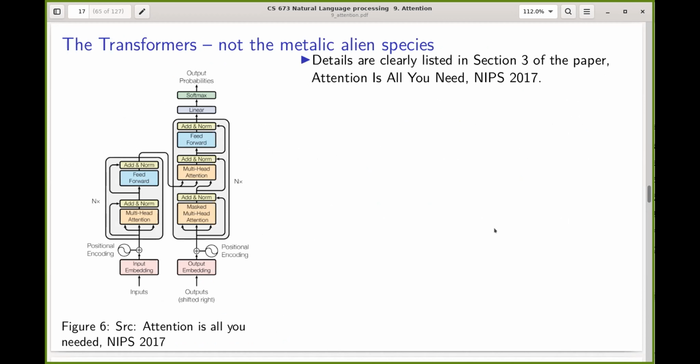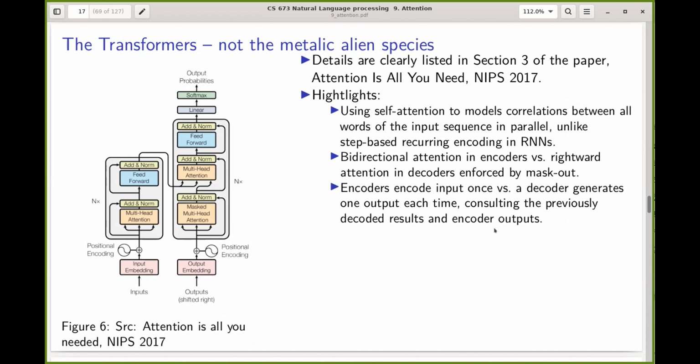So the encoder will encode all the input at once, just like we see in the machine translation case. And the decoder will generate one output each time. The input of the decoder stage is highly similar to that of the encoder stage. You have the output, right? Because remember, in machine translation, we generate one output each time. So every time the previously generated output is fed into the decoder.